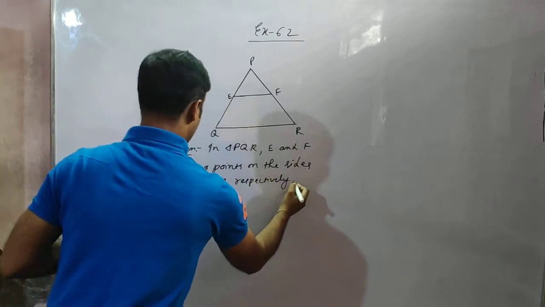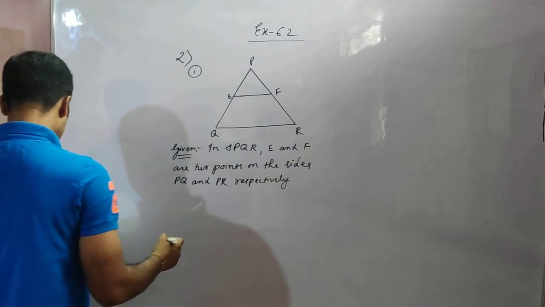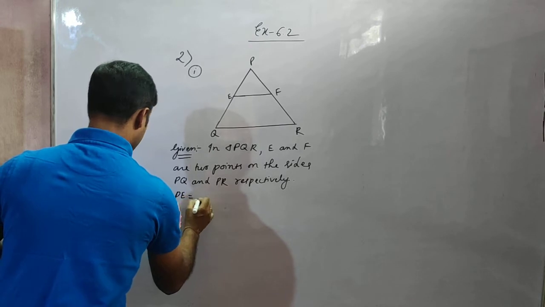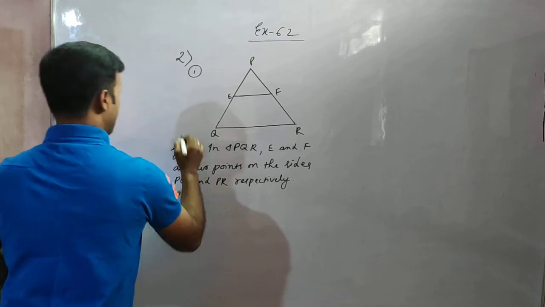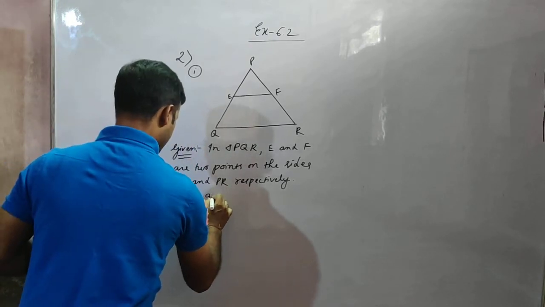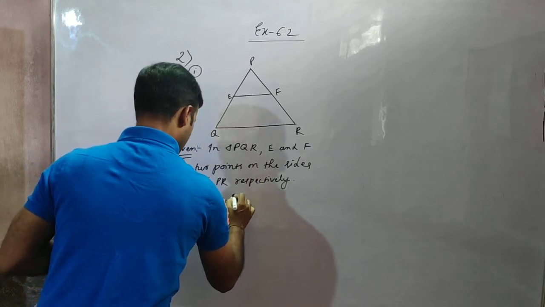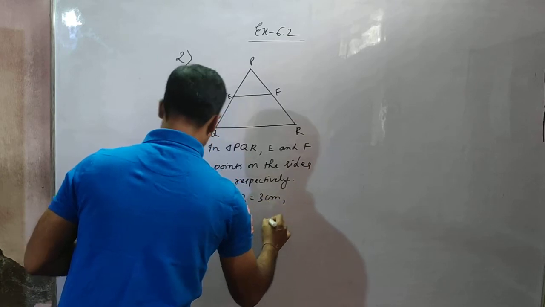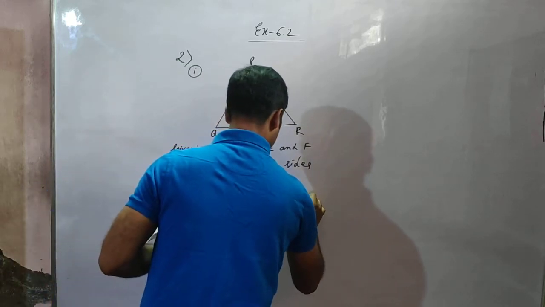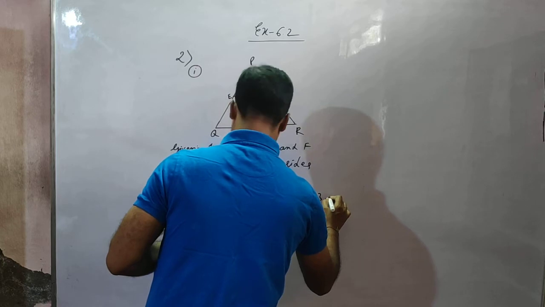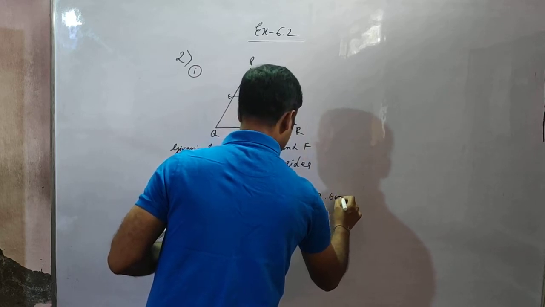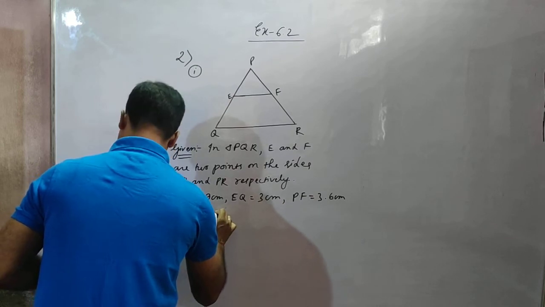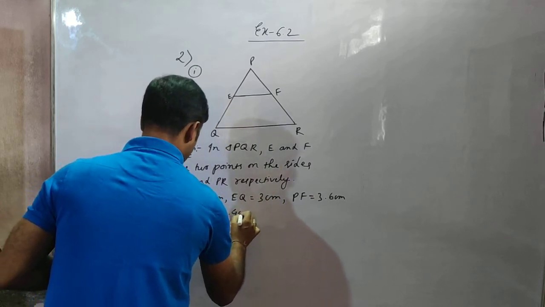Okay, now PE is given 3.9. I am doing number 1. PE is given 3.9 centimeter. EQ is given 3 centimeter. PF is given 3.6 centimeter. And FR is given 2.4 centimeter.